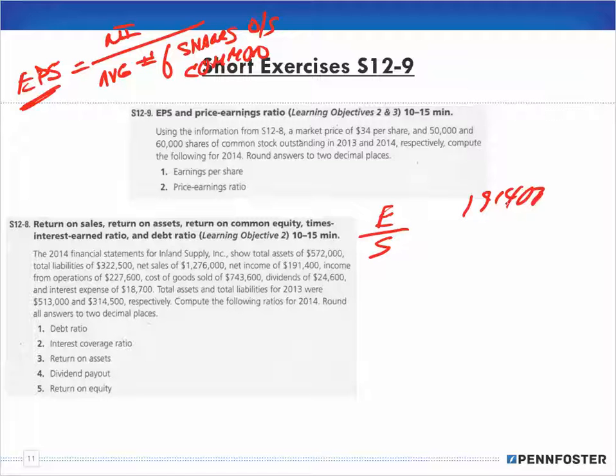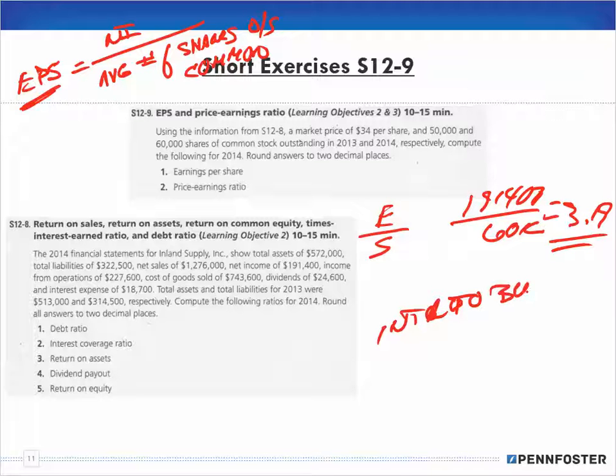191,400. And my shares at the end of 2014 is 60,000 shares. Okay, and if I get that answer divided by 60,000, that gives me 3.19. That answer was acceptable when you were doing intro to business. But you're not in intro to business anymore.